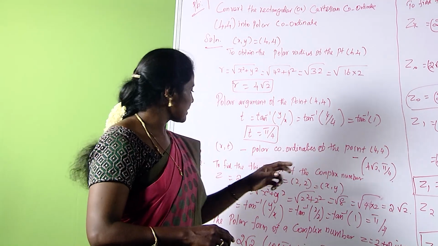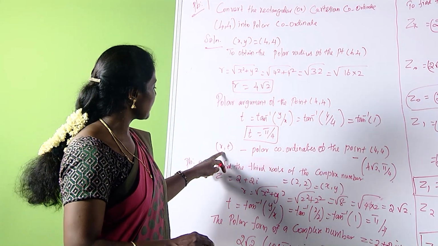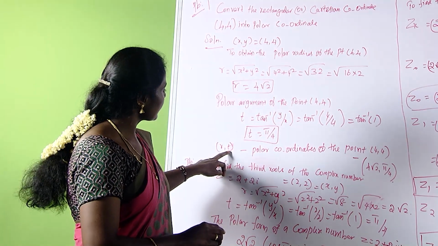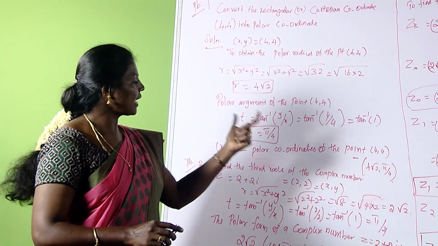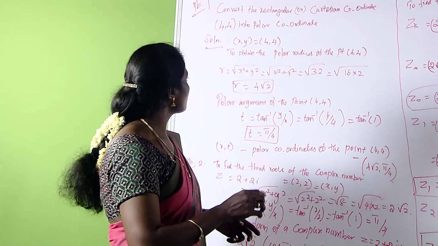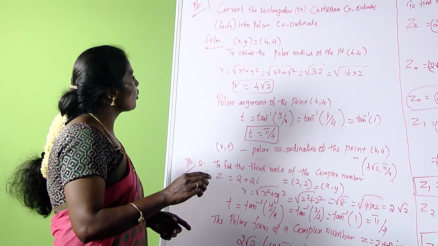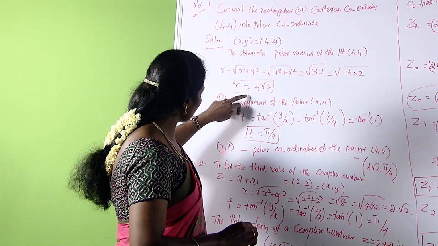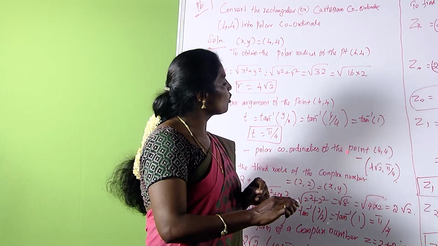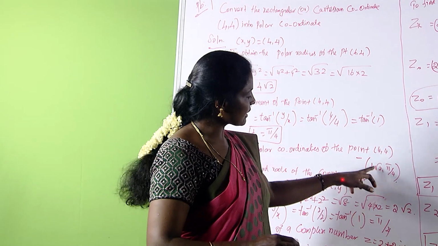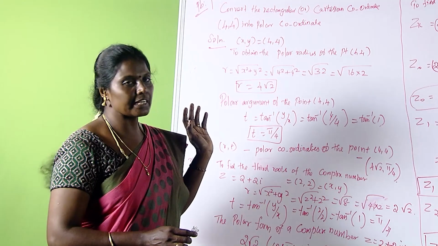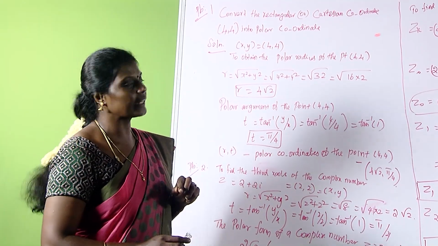Now, we represent polar coordinates as (r, t). This r indicates the polar radius and this t indicates the polar argument. Therefore, (r, t) represents the polar coordinates of the point (4, 4). So for the point (4, 4), what is the value of r? R is 4 root 2 and t is pi by 4. Therefore, the polar coordinates of the point (4, 4) are (4 root 2, pi by 4). Similarly, you can represent any point in this polar coordinate form.